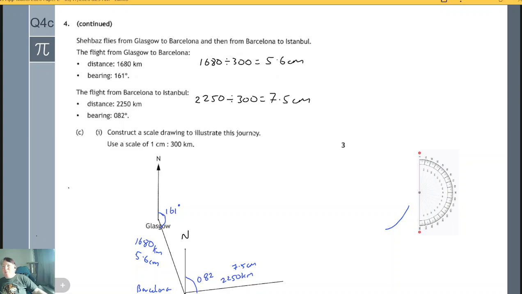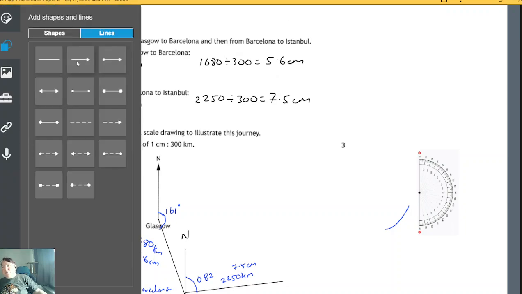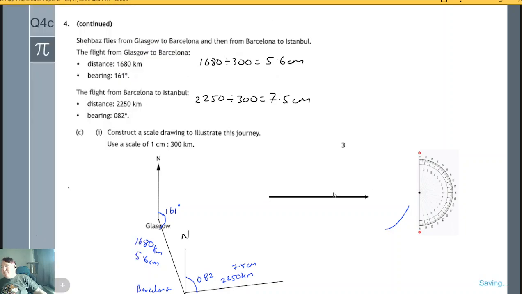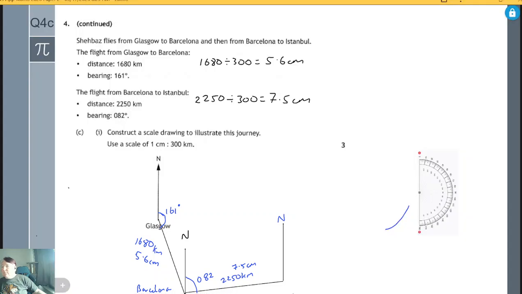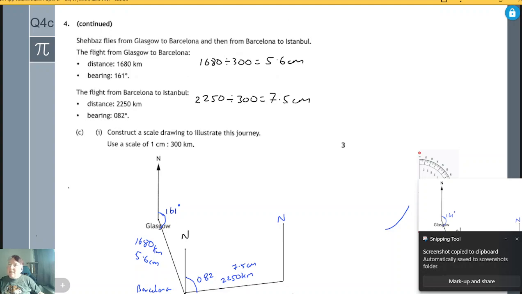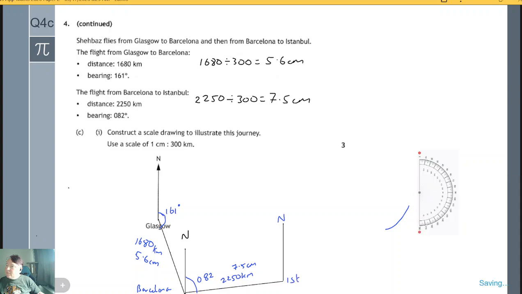Istanbul's at the end. Now, because I know what these are like, I am going to draw another north line on the end. And then because I know I'm going to need it on the next page, I am going to screen clip this. I'm going to write my Istanbul here. Okay, that's us drawn our scale drawing.